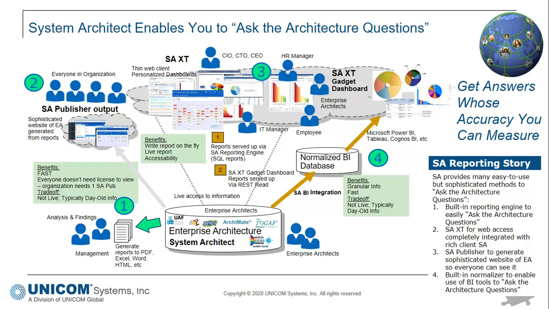Then you have SAXT, which is the web sister product of System Architect. SAXT stands for Extended Team. It's a thin browser client of System Architect, and you need a license to come in, either a write license or a read license. But users can come in, view the repository, add to the repository of information, draw diagrams, add definitions, and ask the architecture questions by running reports that you've preloaded or by using a GUI to build reports on the fly. You're getting live information about the enterprise architecture.